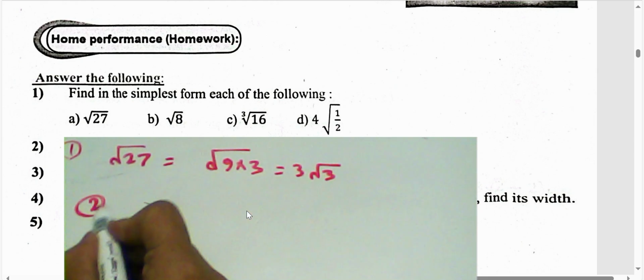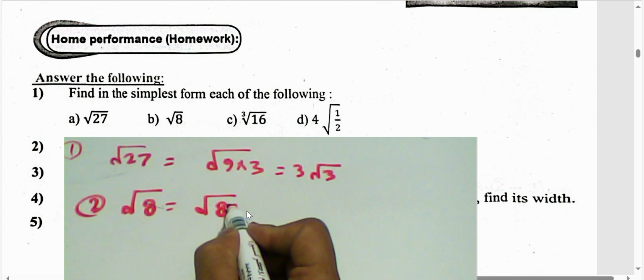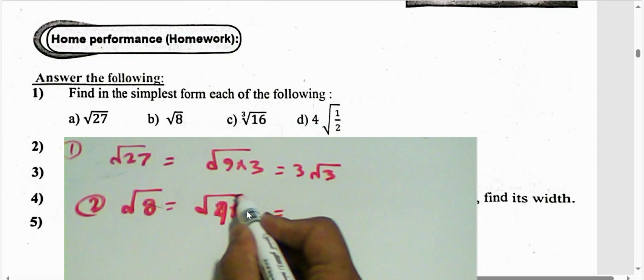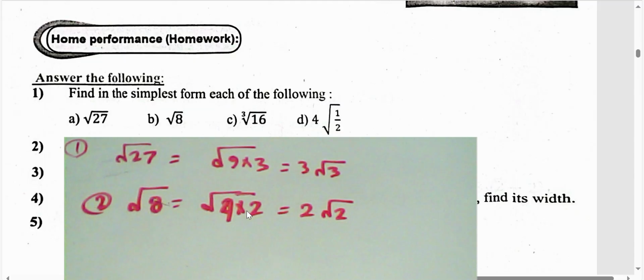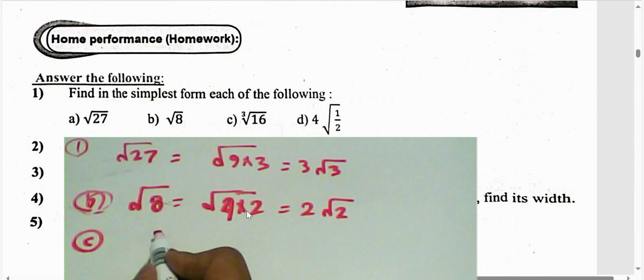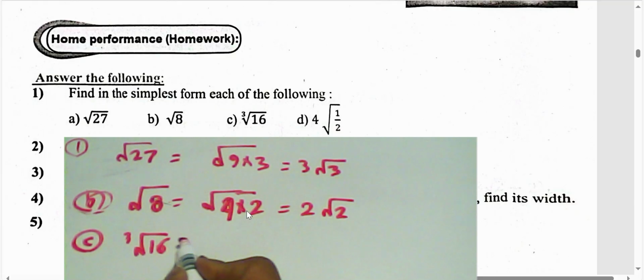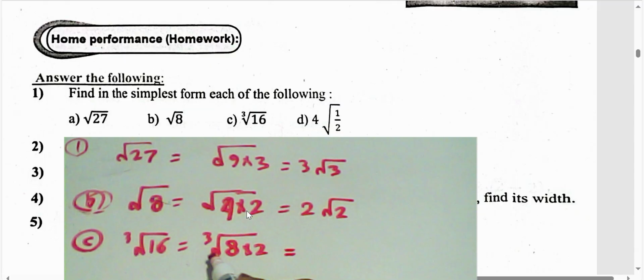Question number 2, square root of 8. We know 8 equals 2 times 4, and square root of 4 equals 2. Then the answer will be 2 root 2. Question number 3, letter C, cubic root of 16. We can write cubic root of 16 equals cubic root of 8 times 2. Because cubic root of 8 equals 2, the result will be 2 cubic root of 2.